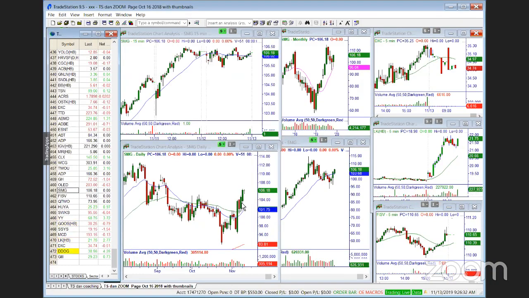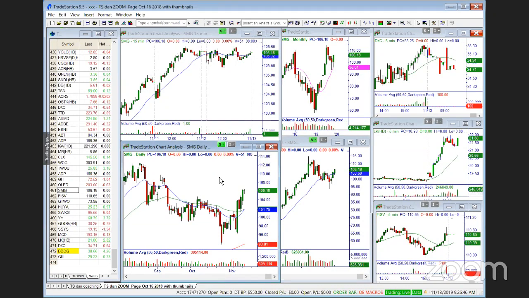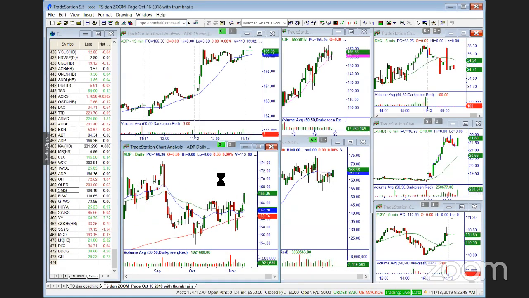SMG is a 1, 2, 3 over the high. That looks great. Target 108 to 110. All right, so these look great. I posted yesterday ADP over the high. So yesterday's low.